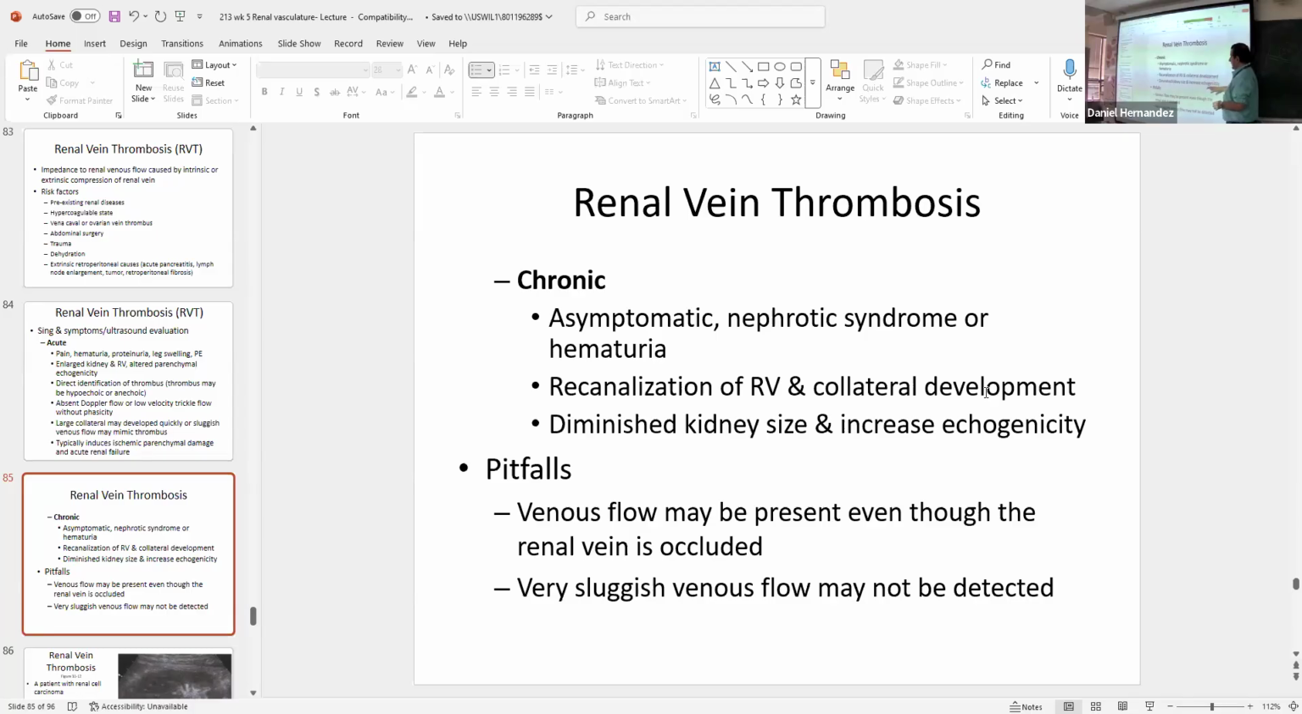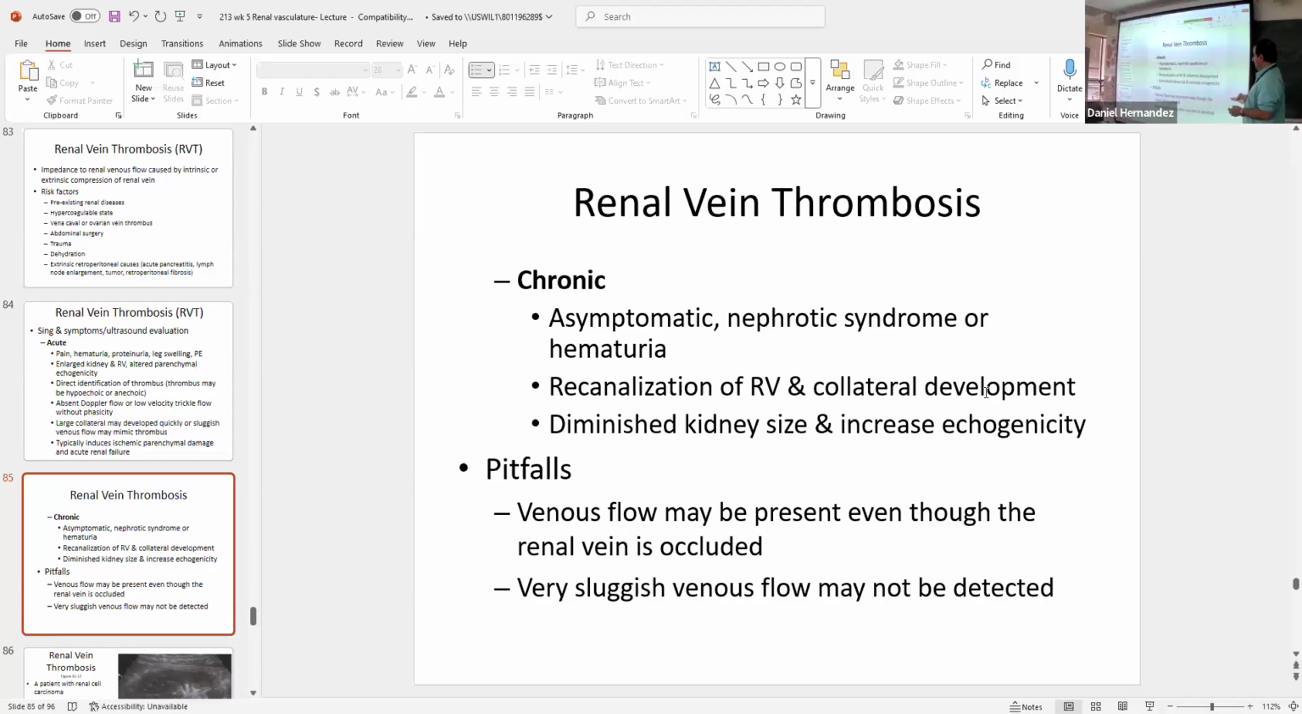And then in the chronic stage, for renal vein thrombosis, the kidney now is diminished in size because damage has been done to it. It becomes scarred, it becomes fibrotic from the clots that were once in the kidney. And then the echogenicity of it has become increased. So acute, it's enlarged, hypoechoic. Chronic, it's diminished in size and increased in echogenicity.